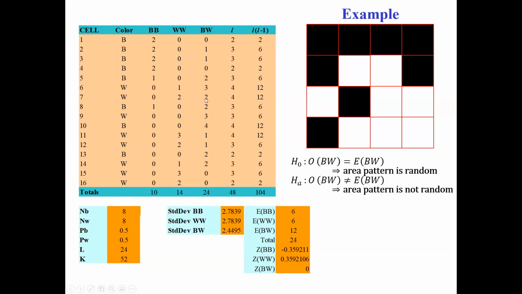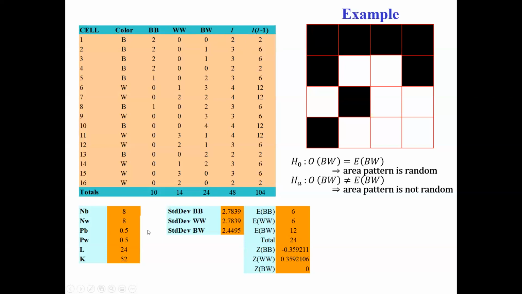Oh, sorry, this is BW. The 24 is the total number of BW joins. L is the total number of what? L represents the number of joins for each cell. You add them up, there are 48 joins. And the sum of L multiplied by L minus 1 eventually is 104.